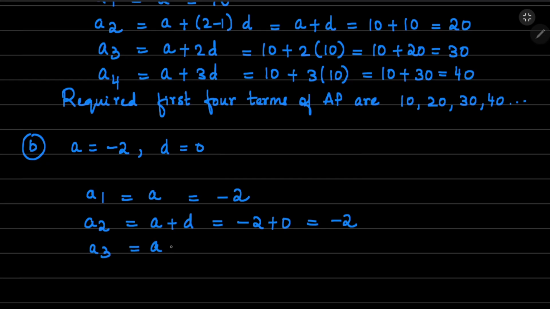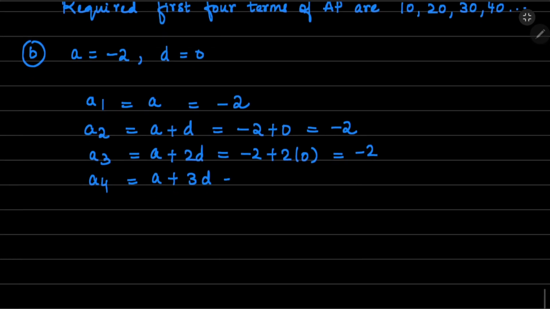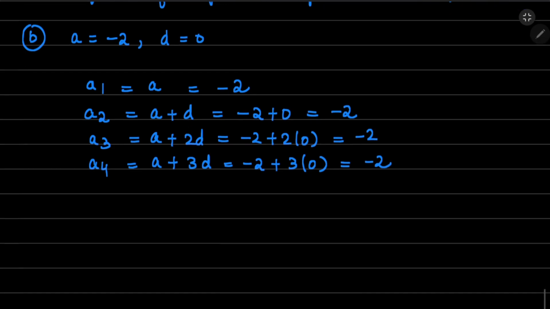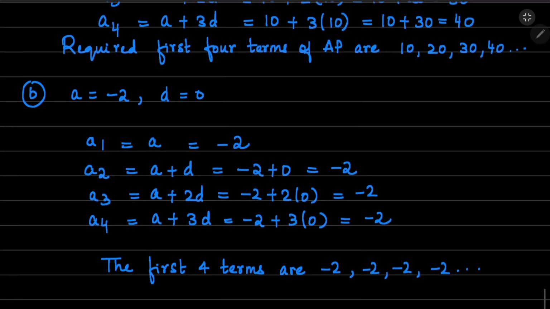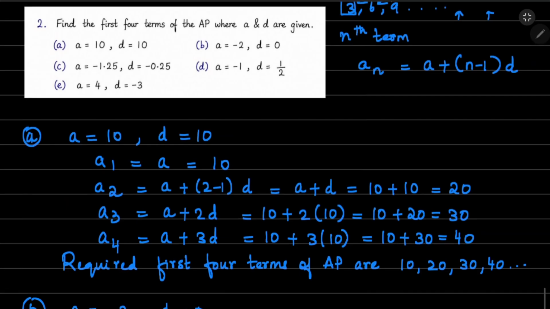What is A3? It is A plus 2D, which is again minus 2 plus 2 into D is 0, which is again minus 2. What is the fourth term? It is also minus 2. But let's still write the formula A plus 3D. It's equal to minus 2 plus 3 into D is 0, which is minus 2. Okay, so here you can write down, therefore, the first 4 terms are minus 2, comma, minus 2, comma, minus 2, and it goes on. That's your B. Okay, C, let's do the C part.